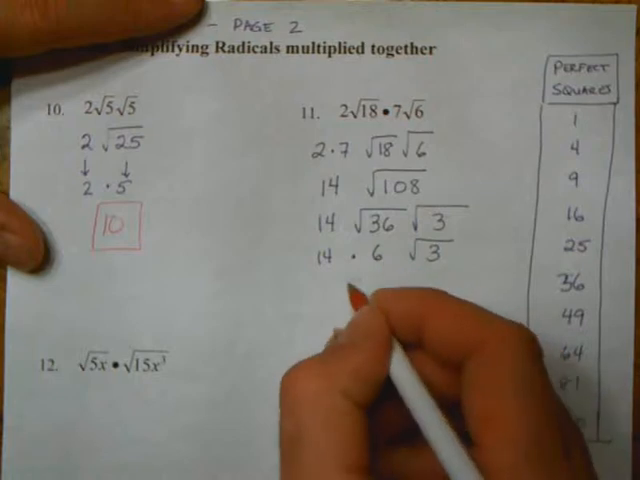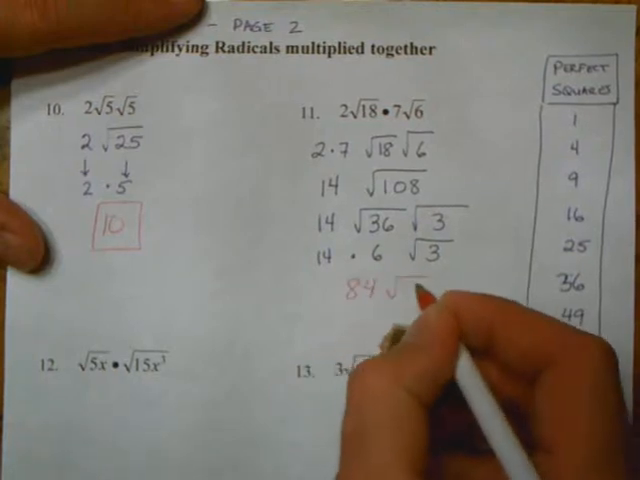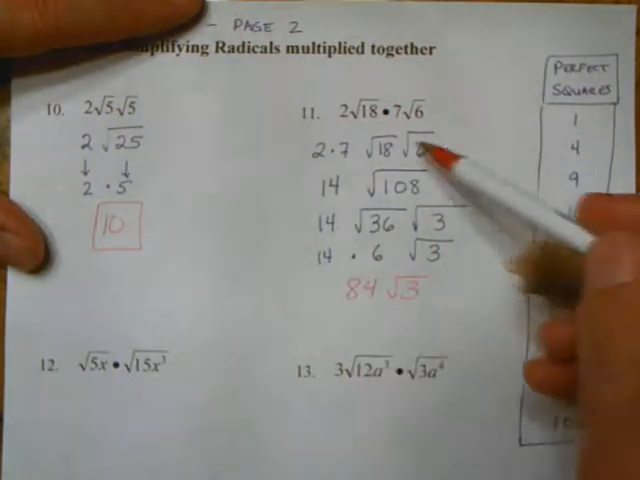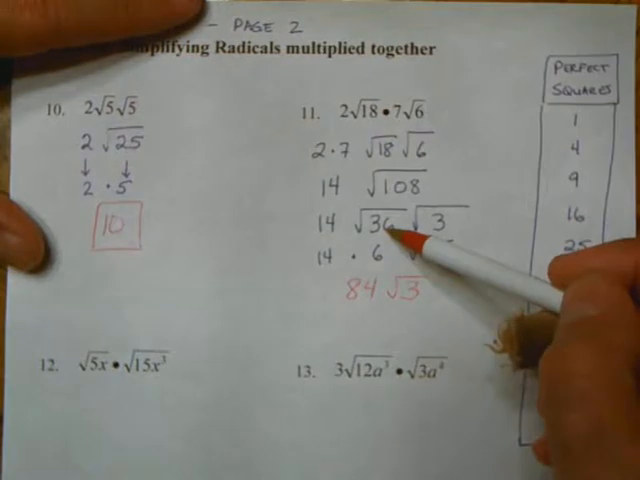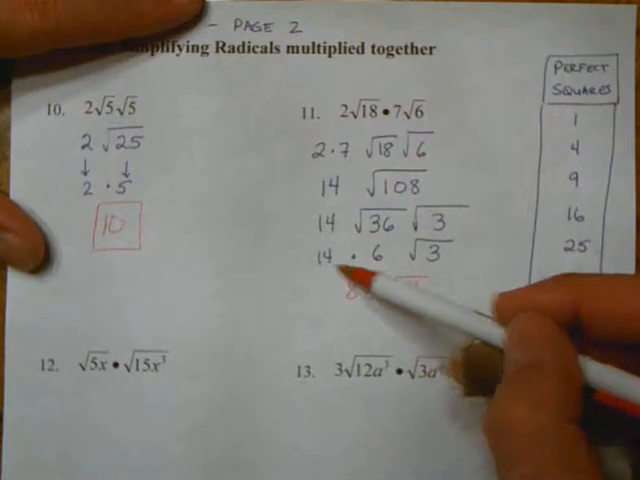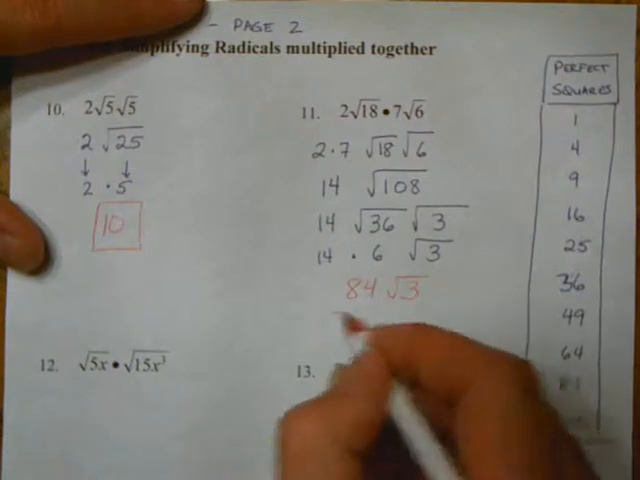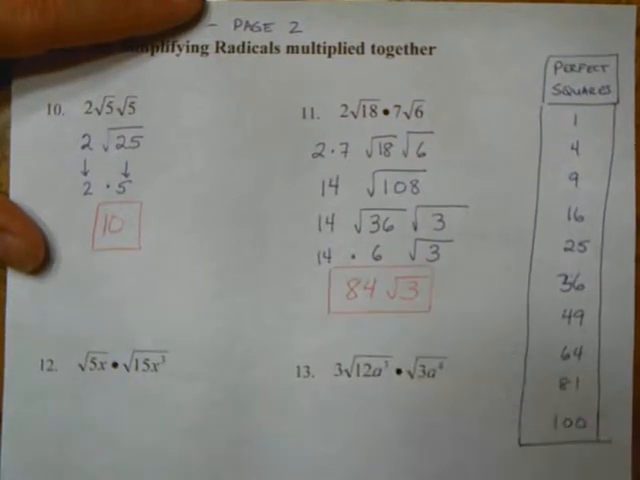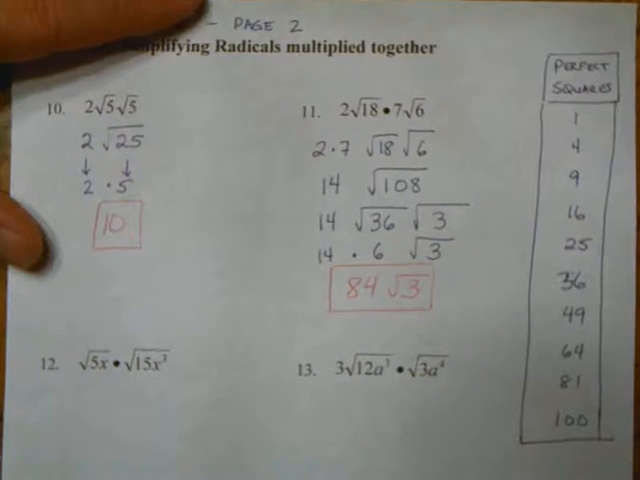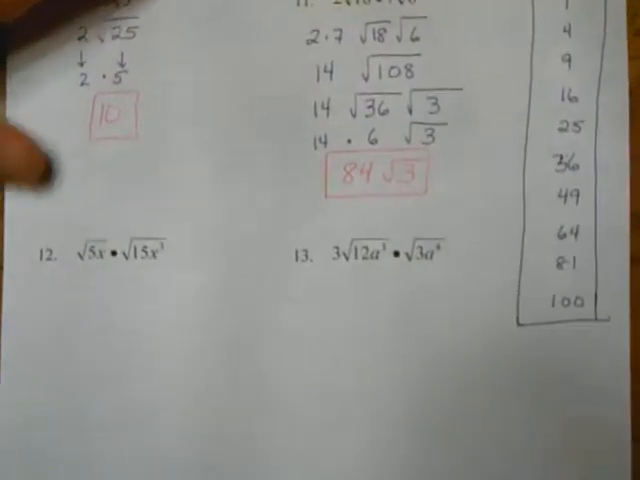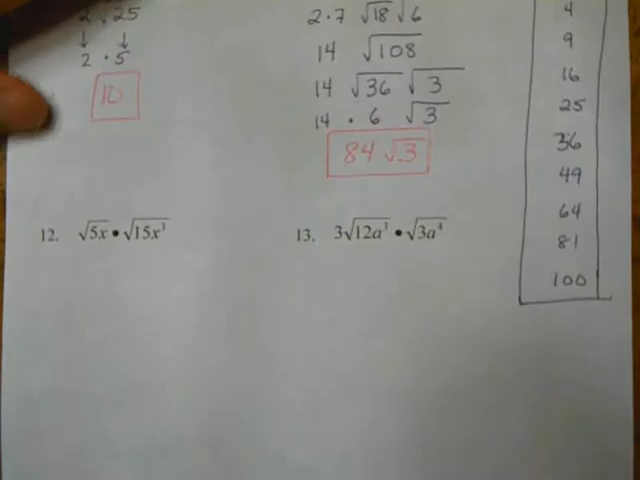Now I can figure my answer from here. 14 times 6 is 84 root 3. So we've combined our radicals, broken it down to a perfect square times what's left over, simplified the radical, and then combined the numbers out front. So my answer once again is 84 root 3. Let's continue and look down at the bottom.